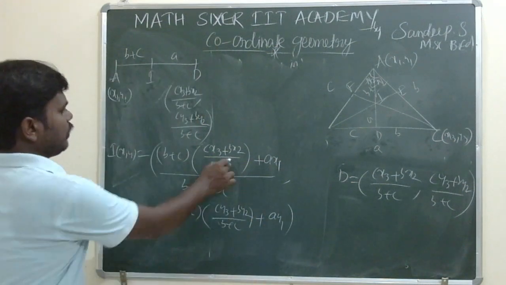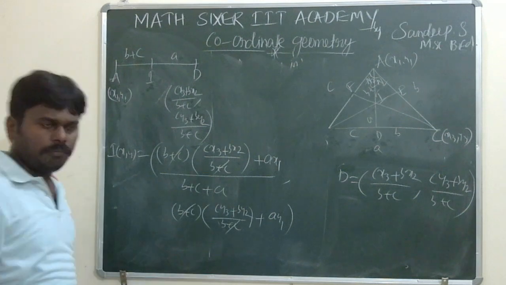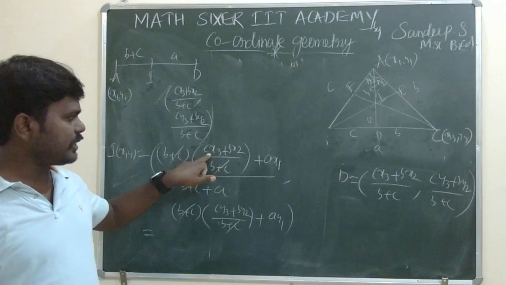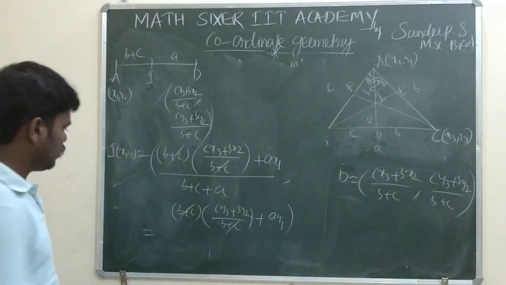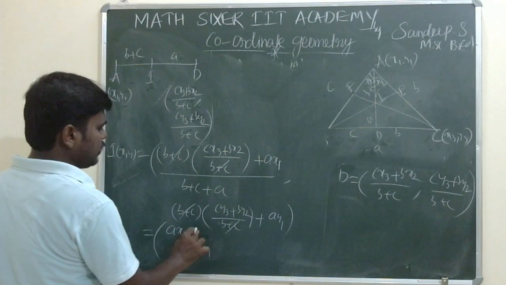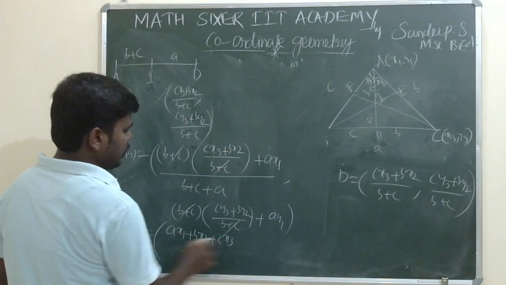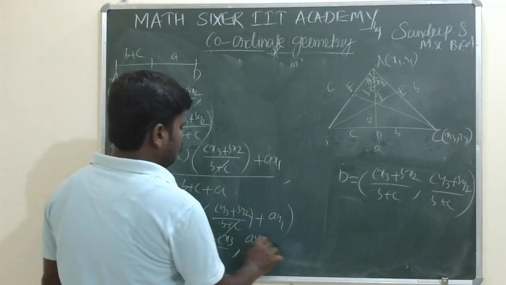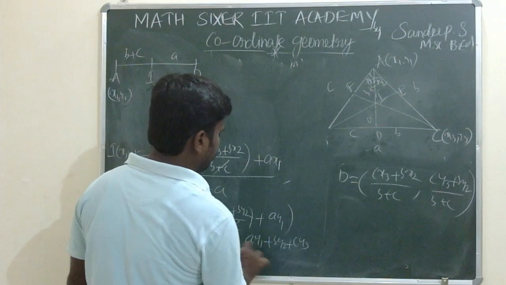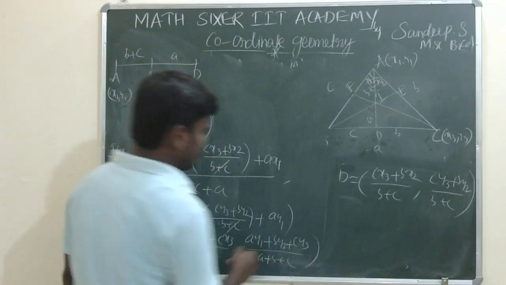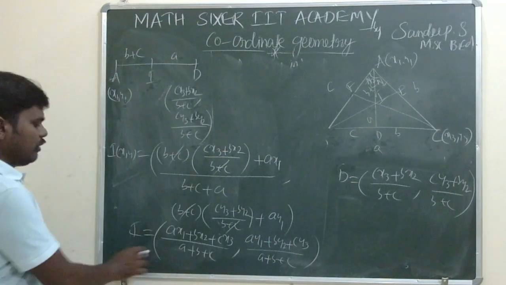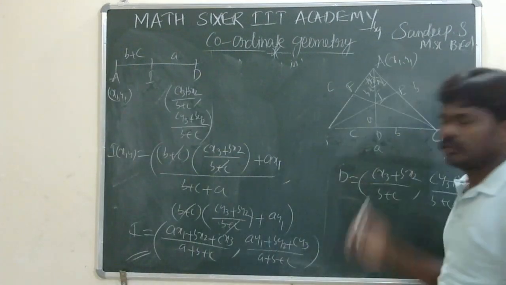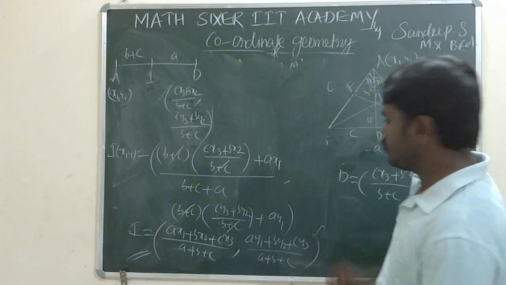So now here B plus C cancel. So now what we have here means AX1 plus BX2 plus CX3 by A plus B plus C. So here we can write AX1 plus BX2 plus CX3 by A plus B plus C, comma, AY1 plus BY2 plus CY3 by A plus B plus C. So this is the formula of the in-center. Anyway, this is the proof of the in-center.